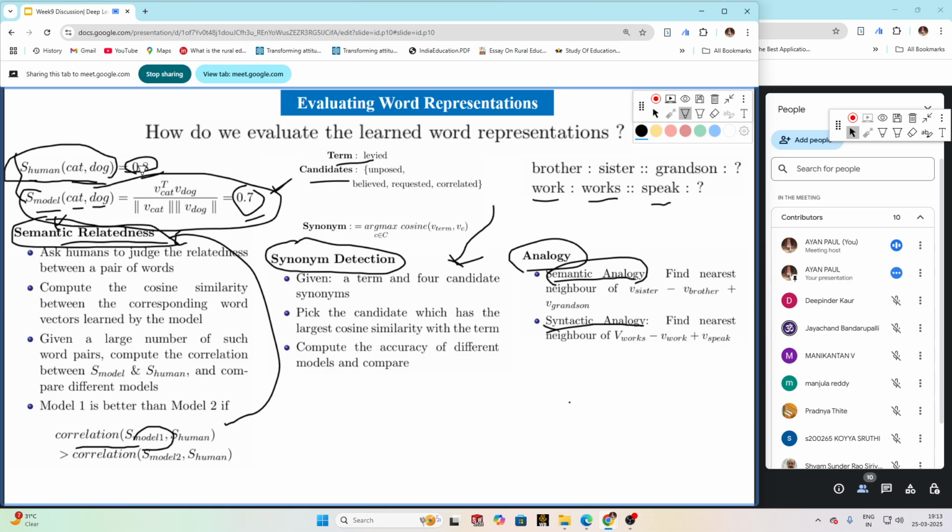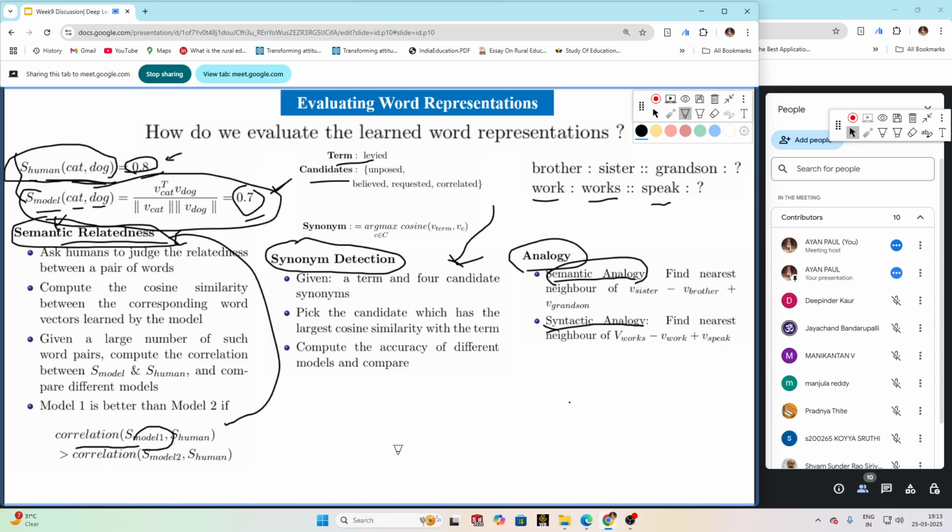The 0.8 is related to asking humans. You will be collecting data from many humans, and you will be asking them to rate from 1 to 10 how similar cat and dog are. So some will say 7, some will say 9, some will say 9.5, etc. You will take the average and you will be achieving this. Okay, similarity of human. Is it clear? It is a case of sampling only.